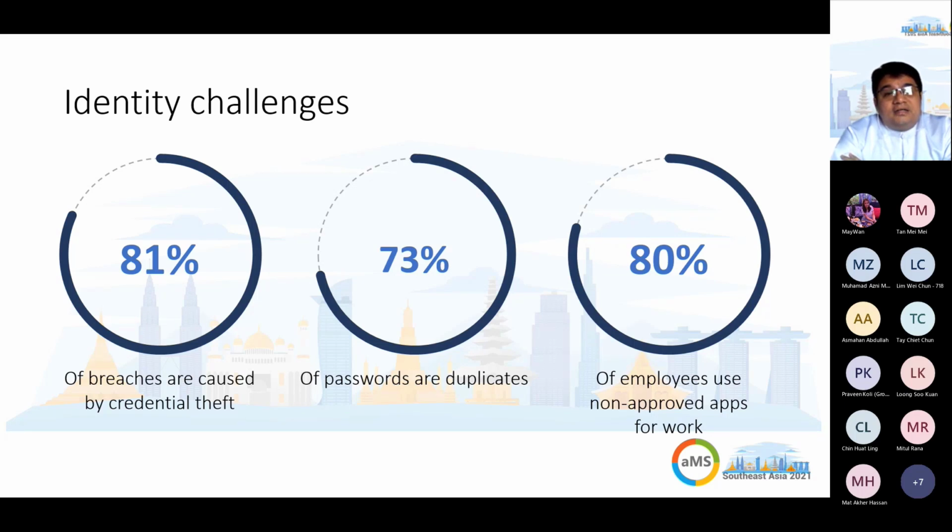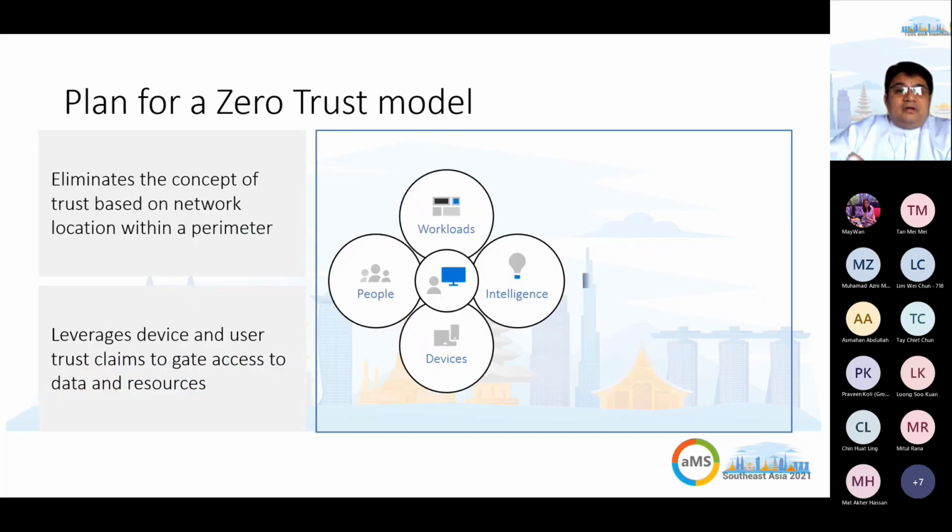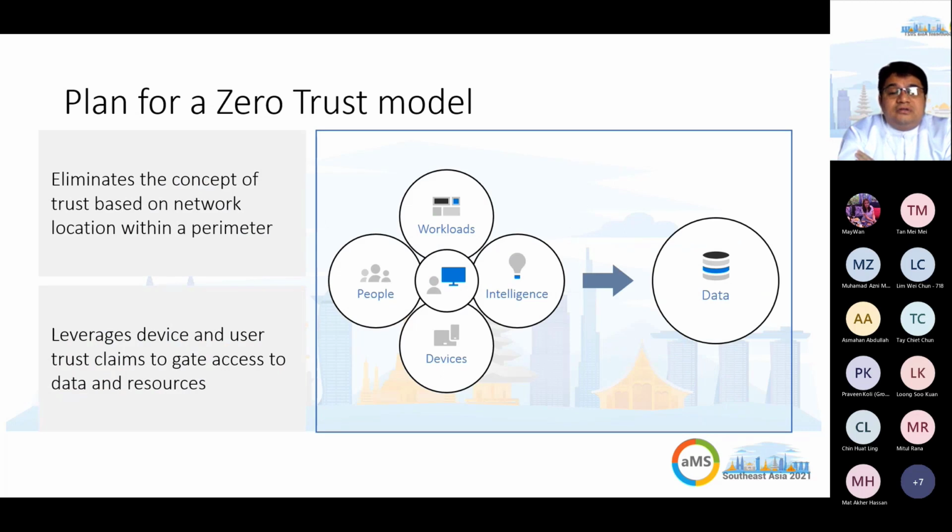This is very important. Identity is a major challenge, and these are three major parts. Okay, and you can see today every organization needs a zero trust model. What is a zero trust model? A zero trust model is like our shield. You can see in this picture, we work with people, workloads, intelligence, and devices. This is our external cover, and the very important thing inside is the data.